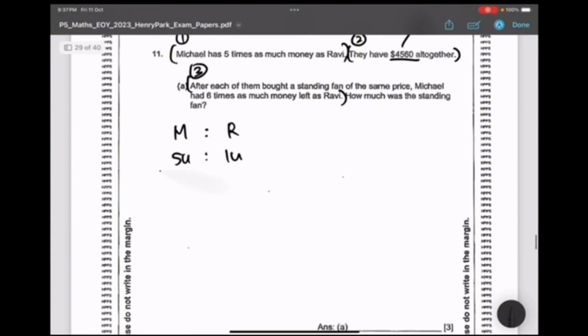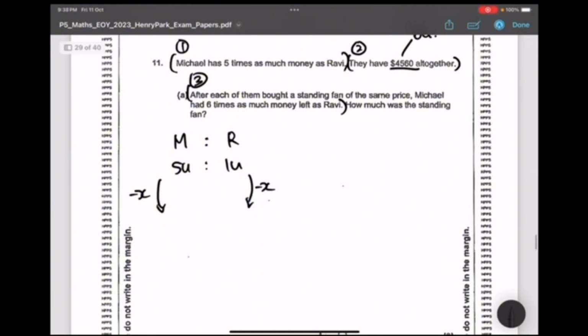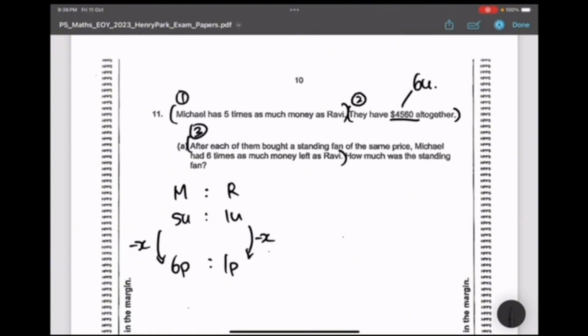Now, what happened to both of them? We don't know how much the price of the fan is, but we know that they have to minus the same amount. After subtracting the same amount, the ratio becomes 6 parts is to 1 part. Now, whenever I see that the same amount is being subtracted in both parties, what I want to do is to identify the concept that is being used.